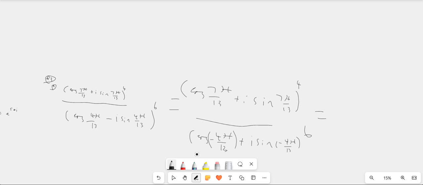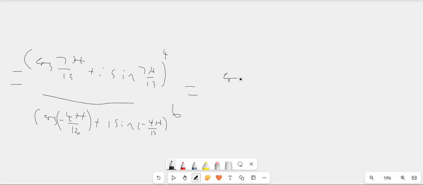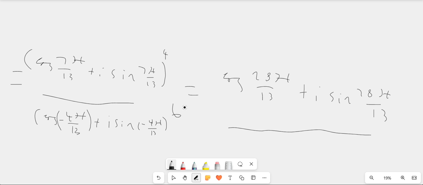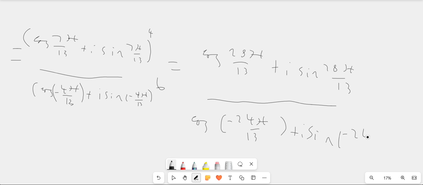And then basically, use the De Moivre theorem to put the 4 down into there. So that's going to become cos 7 times 4 is 28, so cos 28 pi over 13, plus i sine 28 pi over 13. Easy. And then put the 6 down there. 4 times 6 is actually 24. That's going to be cos minus 24 pi over 13, plus i sine minus 24 pi over 13. So what I did there was bring the power inside, times it.